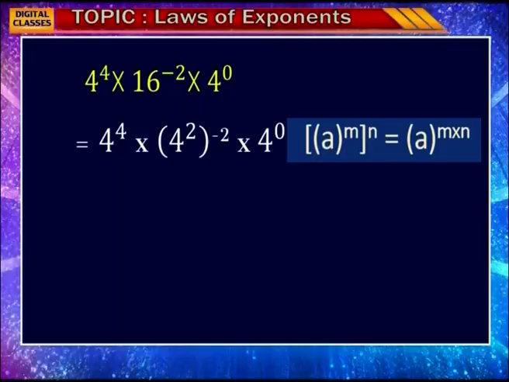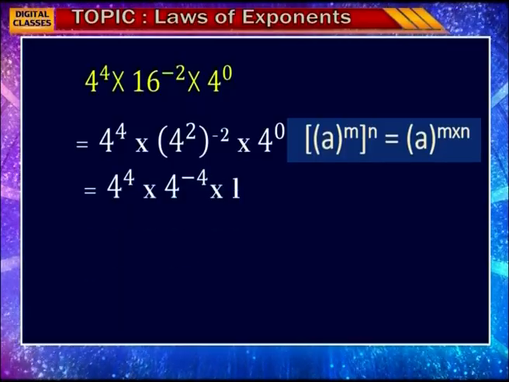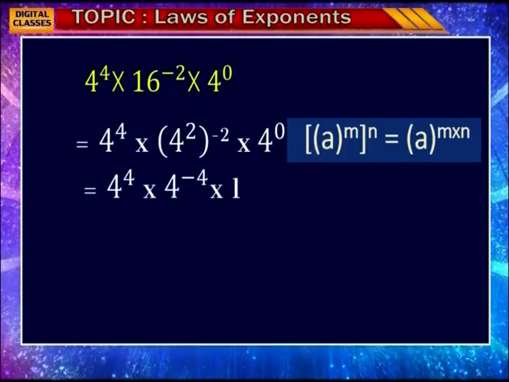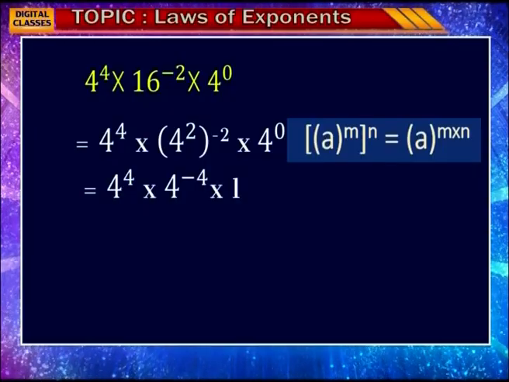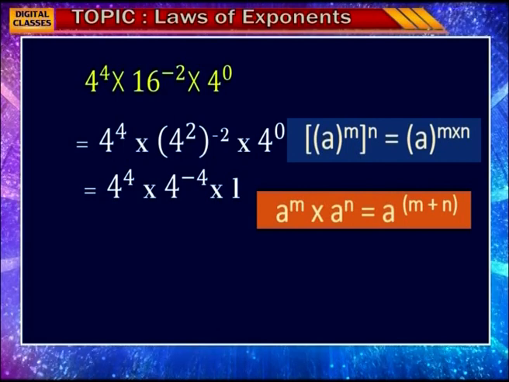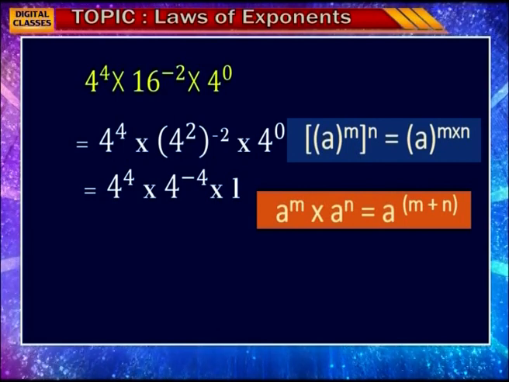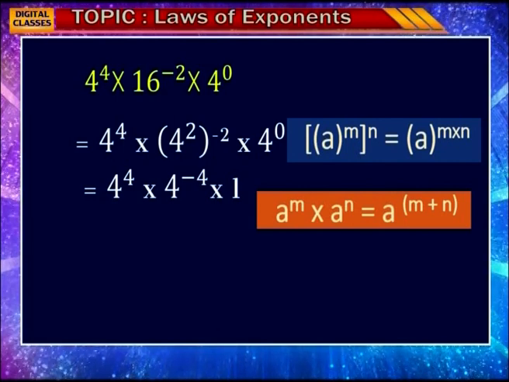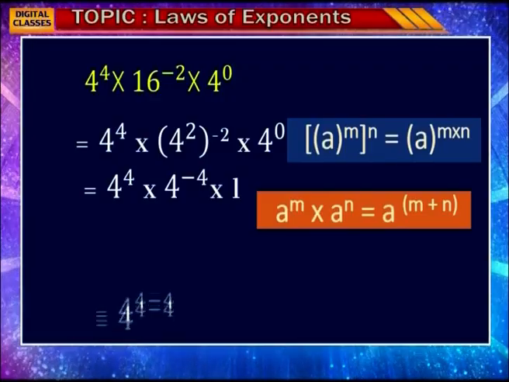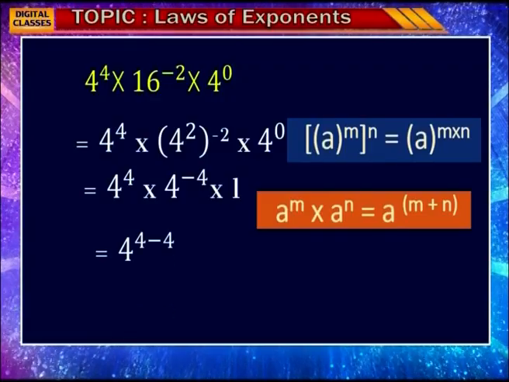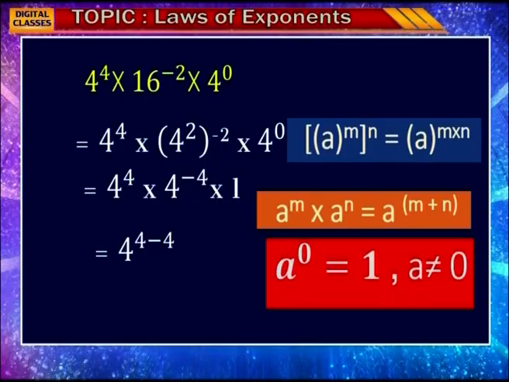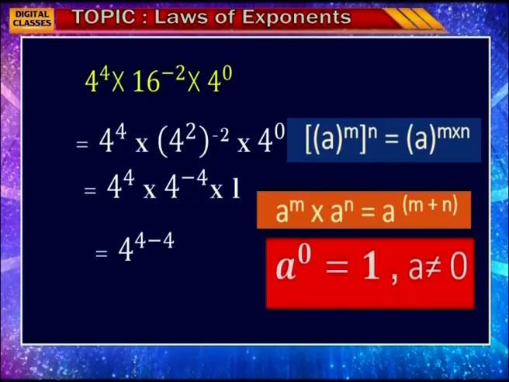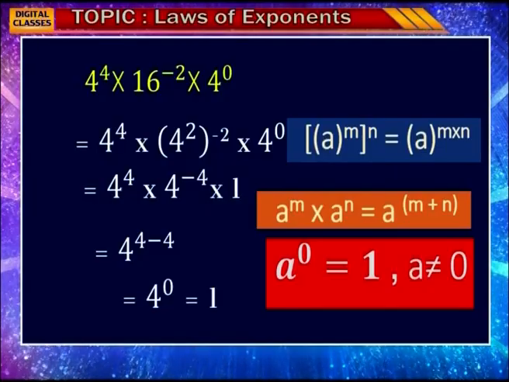According to this law, you can write 4 to the power of 2 whole to the power of minus 2 like 4 to the power of minus 4. And you know 4 to the power of 0 value is 1. And here a to the power of m into a to the power of n law, according to this, the powers will add up: 4 minus 4, and 4 minus 4 is 0, a to the power of 0 value is 1. So this is 1.